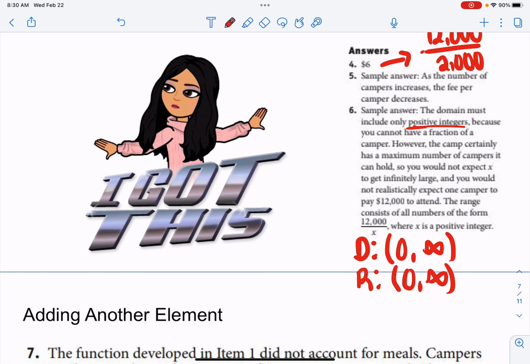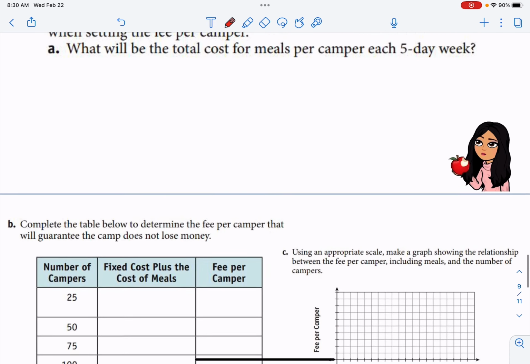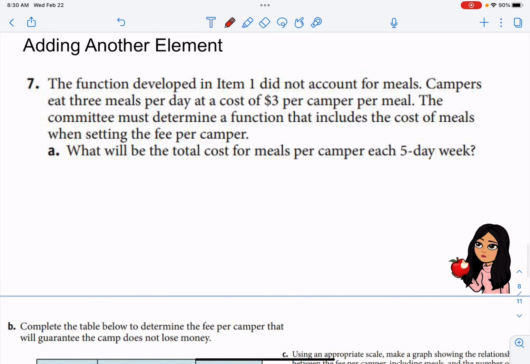So now we're going to add an extra element onto this. We're going to talk about the meals. For number 7, the function developed in item 1 did not account for meals. Campers eat 3 meals per day at a cost of $3 per camper meal. The committee must determine a function that includes the cost of meals when setting the fee per camper. What is the total cost for meals per camper each day for 5 days?